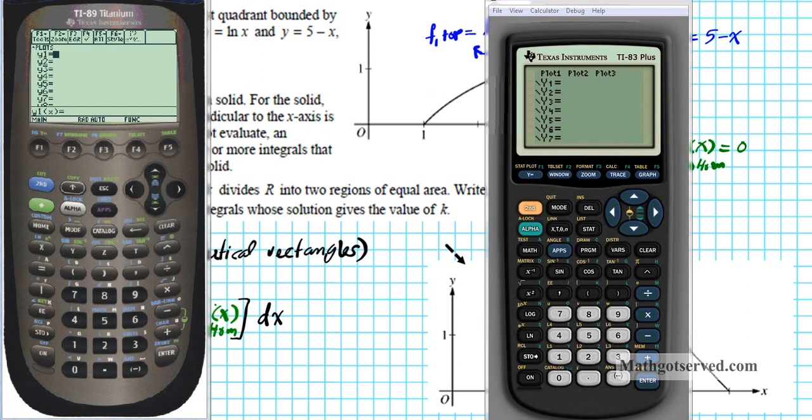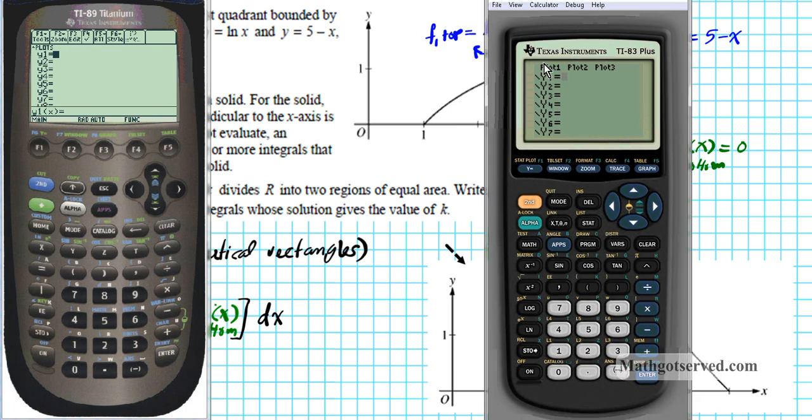I'm going to demonstrate how to do that using two calculators, the TI-89 and the 83. Whatever method I use for the 83 is also applicable to the 84s too. So for the 89, let's start with that. We're graphing two functions. The first one is the natural logarithm of x. Enter, and then the second one is a linear function, 5 minus x. Enter. Let's go ahead and graph it.